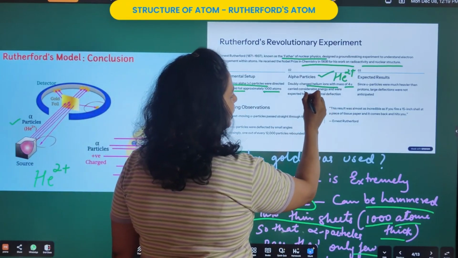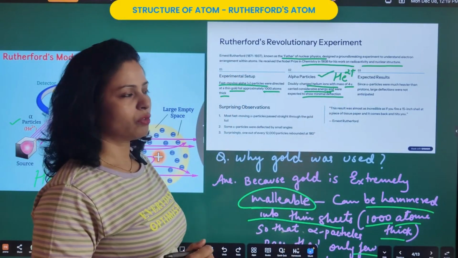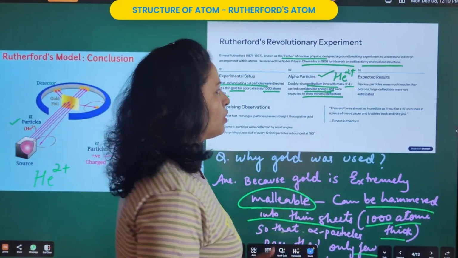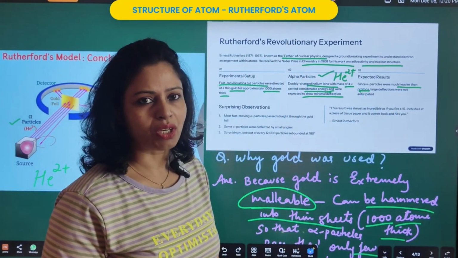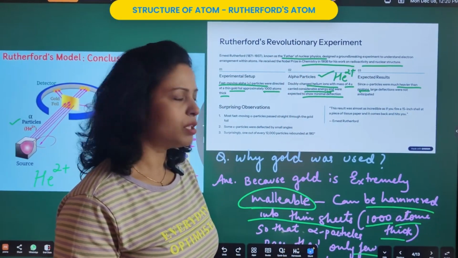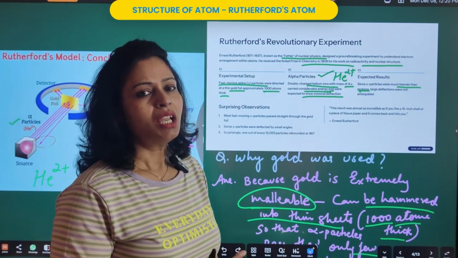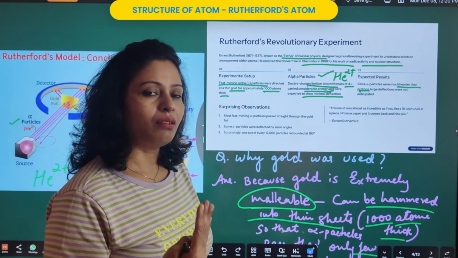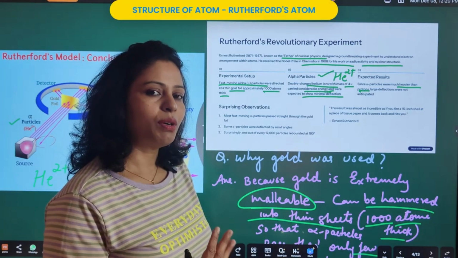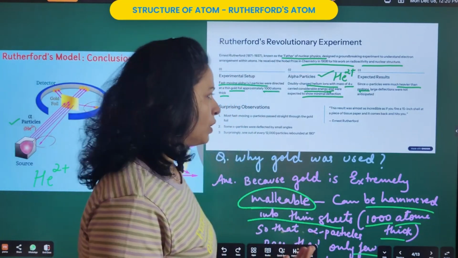They have considerably more energy and they show minimal deflection. They are heavier than the protons, because it's doubly charged helium, so it is a little heavier than the protons. So we expect that alpha particles will not show much deflection. That was what they thought, and that's why they selected alpha particles for this experiment.